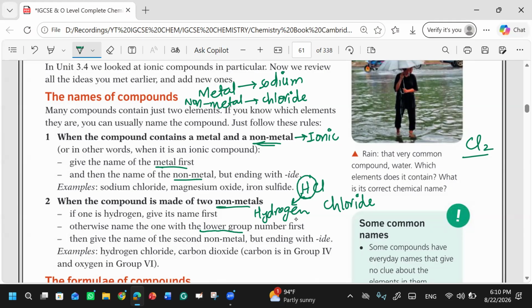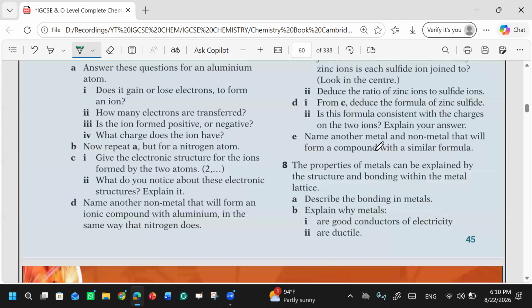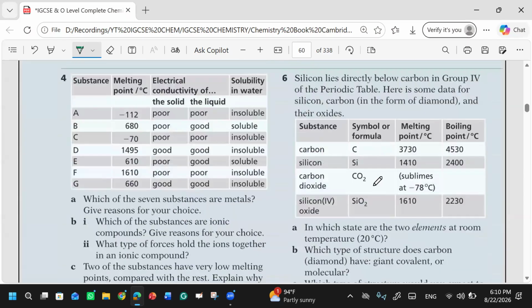If you don't have hydrogen and you have taken two nonmetals, for example carbon dioxide, firstly, is this ionic bonding or covalent bonding? It is covalent, two nonmetals. Carbon belongs to group number four, right? It will share electrons with the oxygen. So we have carbon dioxide.